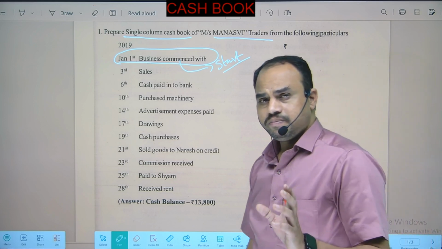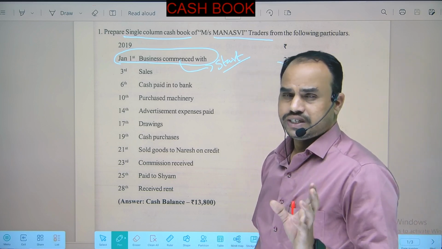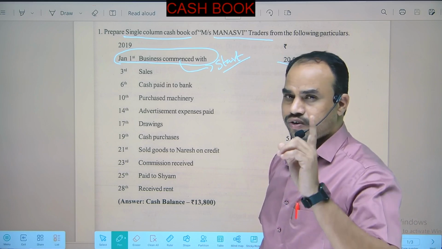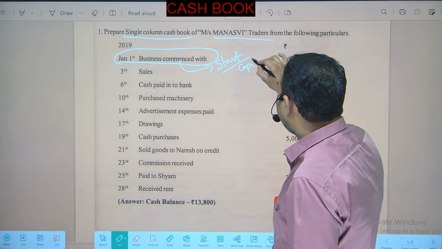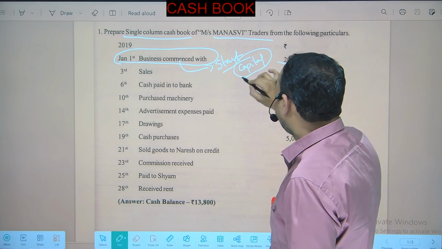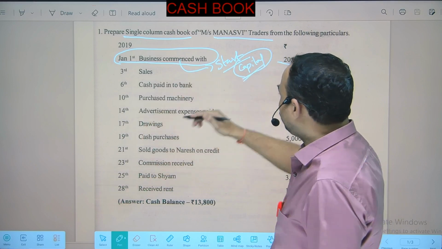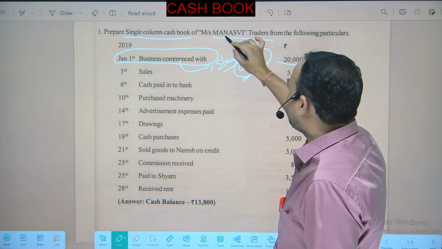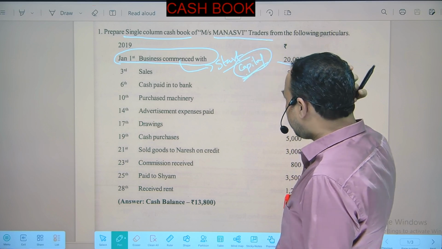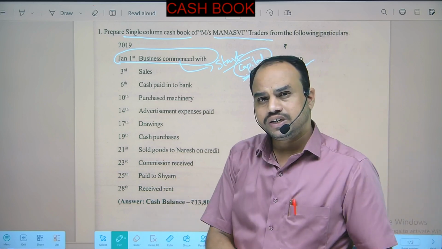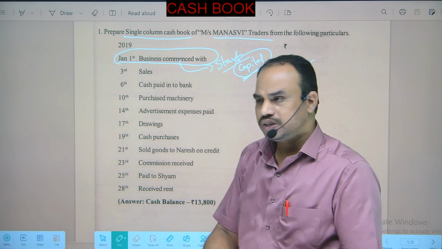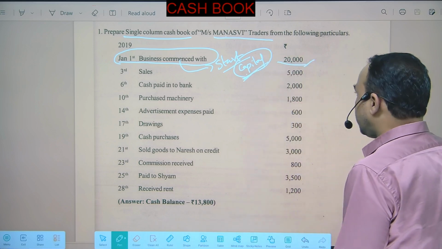So remember, whenever business started, we will use the one word that is called capital. Whenever cash is coming into business, we will use the word capital. So Manasvi capital. Manasvi started business with 20,000. So cash is coming into business. So we have to write on debit side like this.